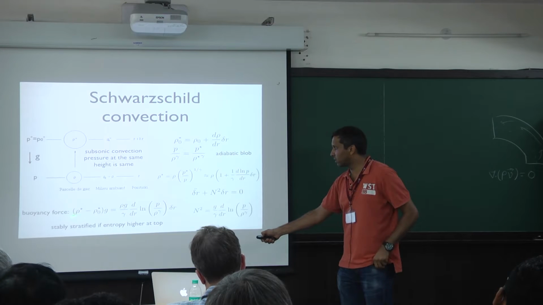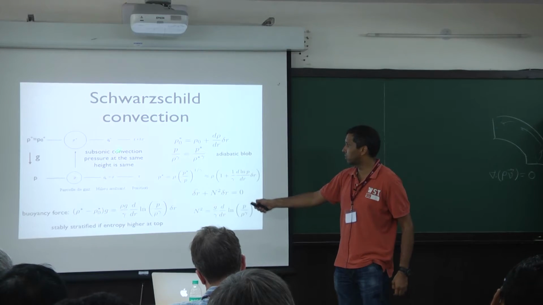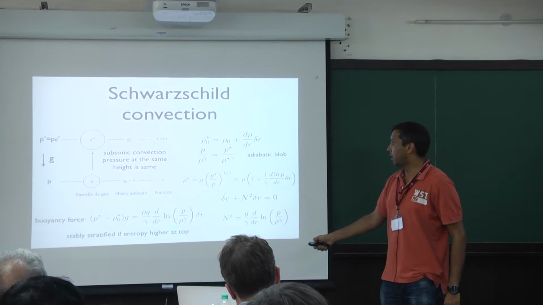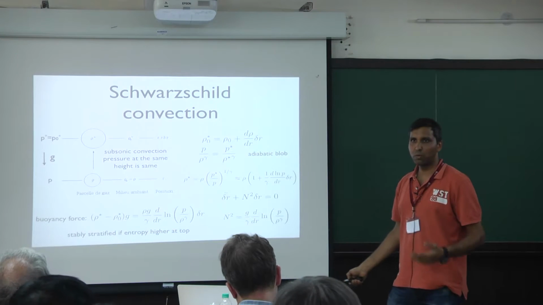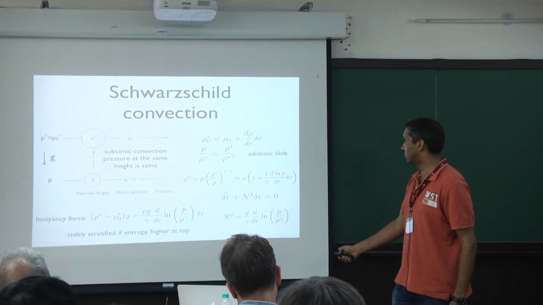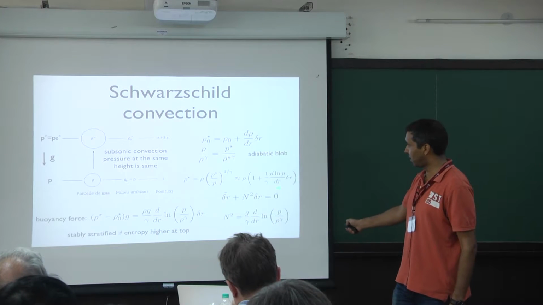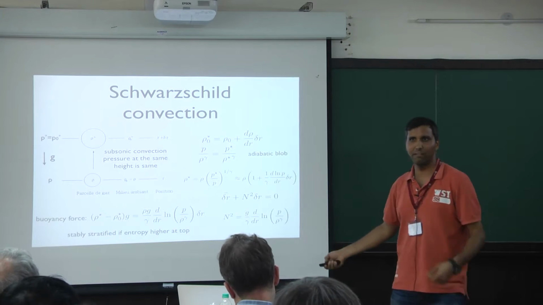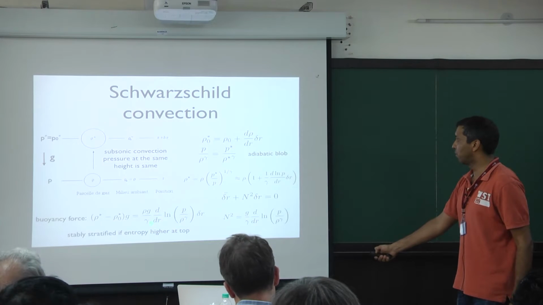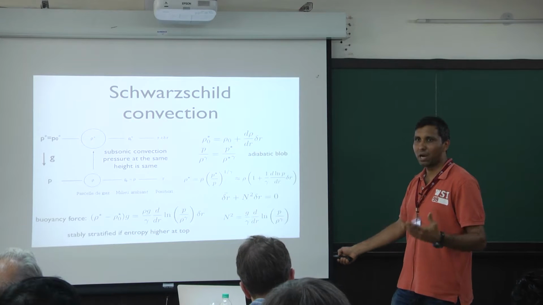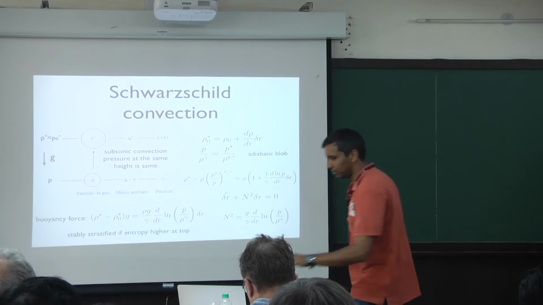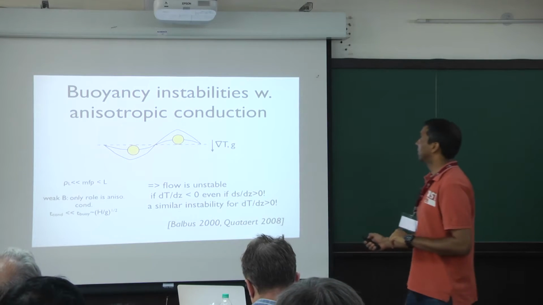So this is the buoyancy force, rho star minus rho naught star times g, and this looks like N squared, the Brunt-Väisälä oscillation frequency squared, times delta r. So you have a harmonic oscillator, which you should always have when you do linear analysis. So you see that the stability is governed by the background entropy gradient.